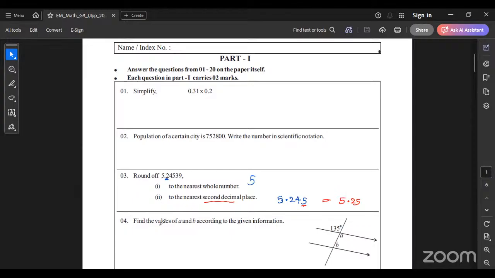Question number 4. Find the value of A and B according to the given information. A equals 135. There are vertically opposite angles here. When two straight lines intersect, the opposite angles are equal, so 135 and A are equal. The reason is vertically opposite angles.